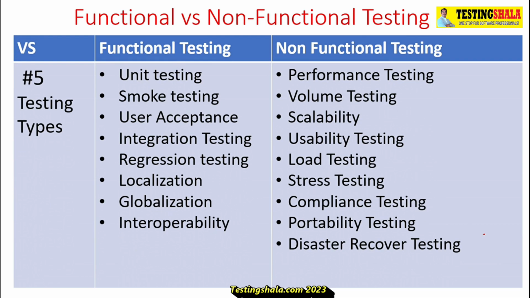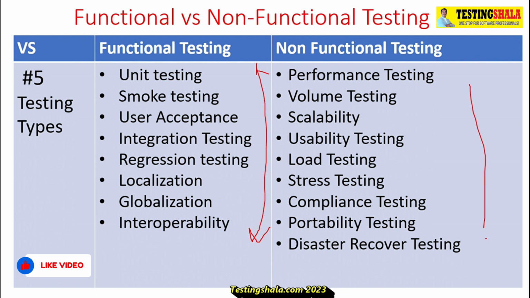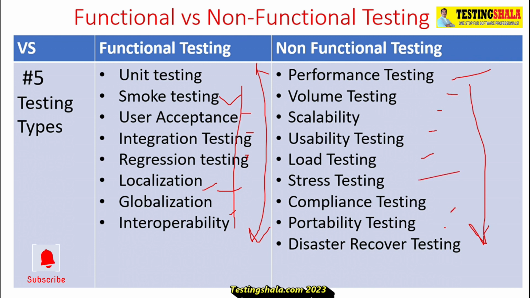And the fifth is that we have a different set of test cases and different types of testing for functional and non-functional testing. Functional types include unit testing, smoke testing, user acceptance testing, integration testing, regression, localization, globalization, and interoperability. Similarly, non-functional testing includes performance, volume, scalability, usability, load testing, stress testing, compliance, portability, and disaster recovery mechanism testing. These are key differences in terms of testing types between functional and non-functional.